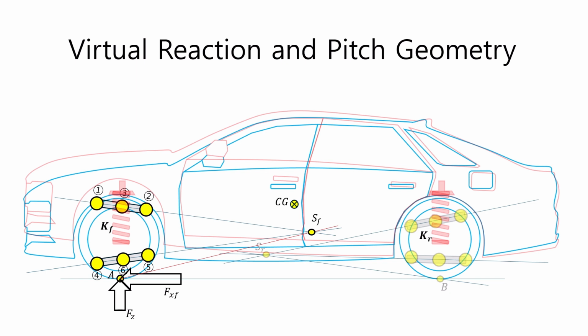If we analyze the rear suspension in the same way, we can obtain the virtual reaction point SR of the rear wheels that shares the rear upper arm and lower arm, as shown in the figure.